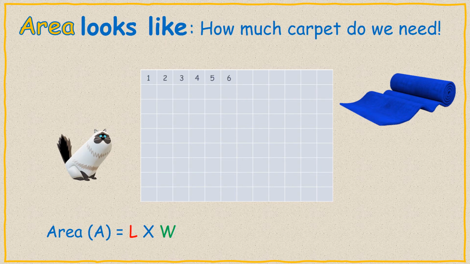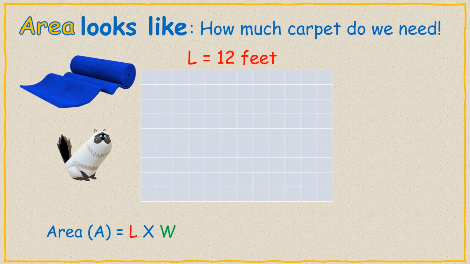I'm going to first count the length. I'm going to count each one of those boxes for the length. So I would get a total length, or how long my living room is, of 12 feet. Now that I've figured out the length, which equals 12 feet, now I'm going to count the width, how wide my living room is. And the width of my living room is 9 feet.